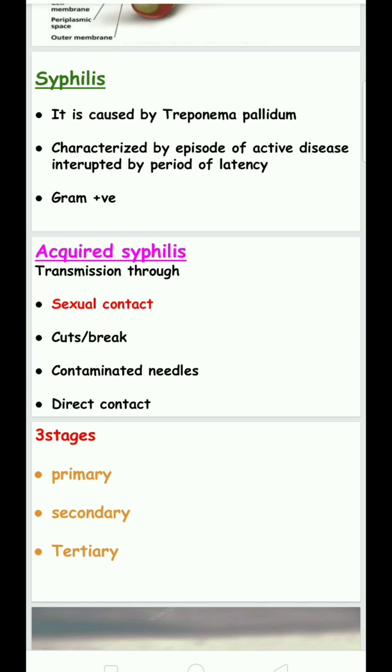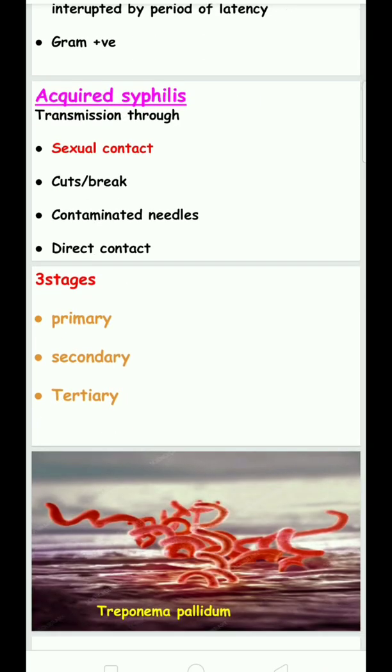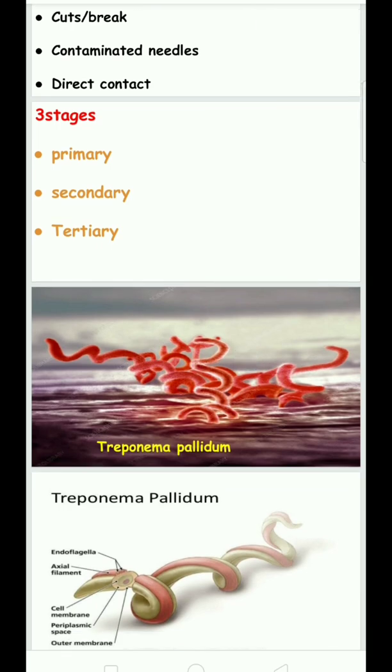Acquired syphilis is transmitted through sexual contact, cuts or breaks in the skin, contaminated needles, or direct contact. It has three stages: primary, secondary, and tertiary.